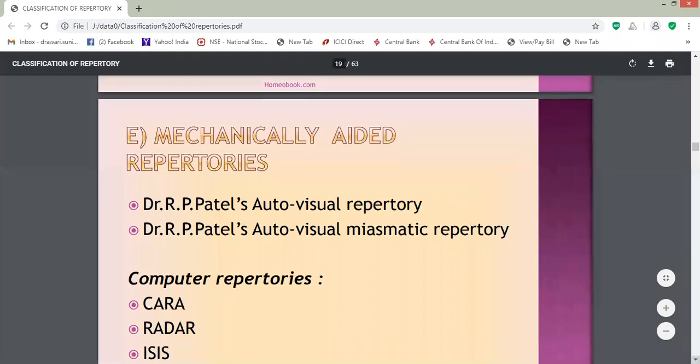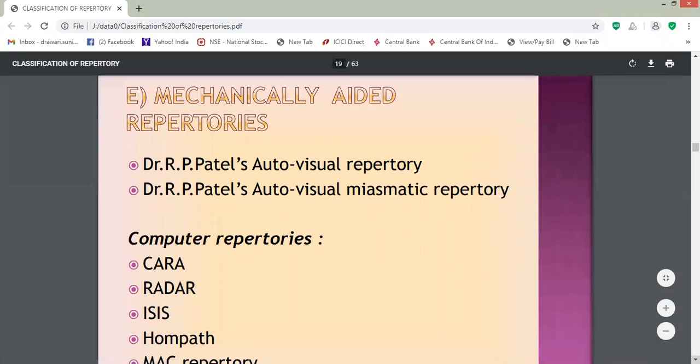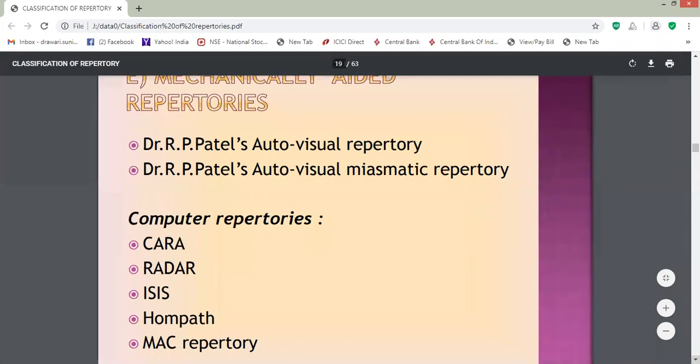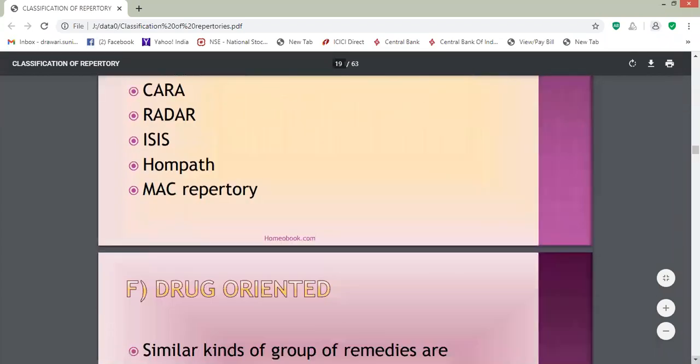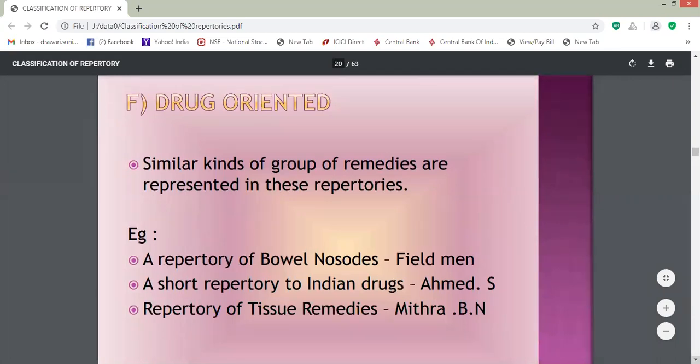Then mechanically aided repertory. So the R.P. Patel's autovisual repertory, Dr. R.P. Patel's autovisual miasmatic repertory. Then the computer repertory, the examples are CARA, Radar, ISIS, Compact, Mac repertory. These are some examples of software in computer repertories.